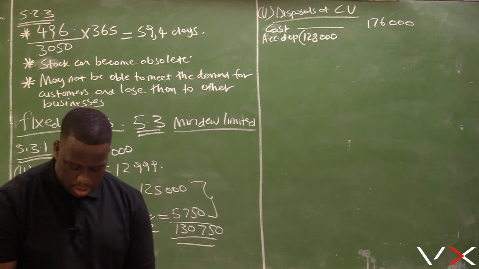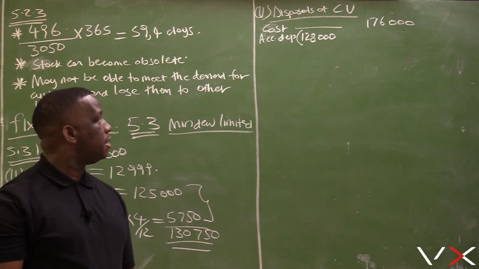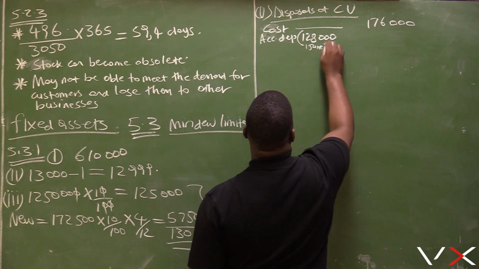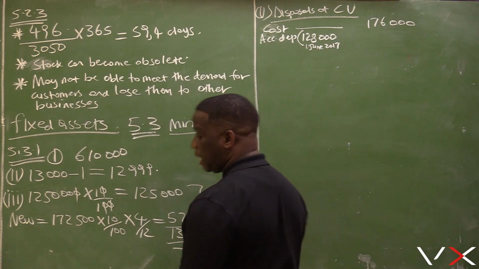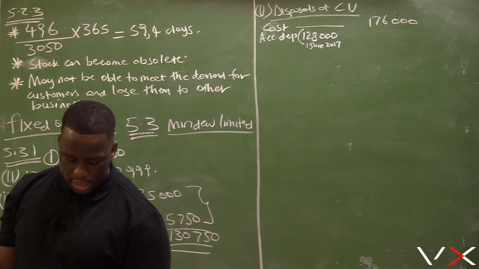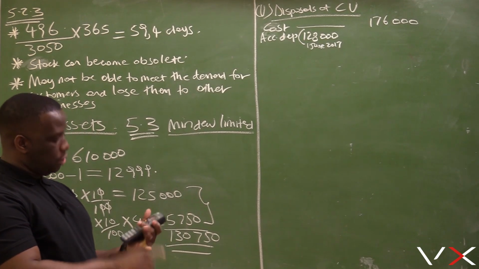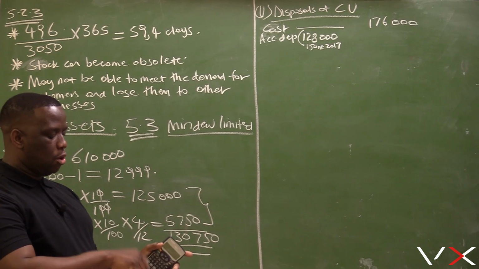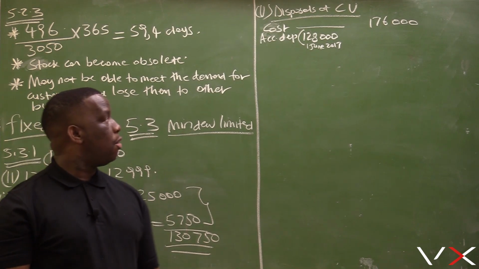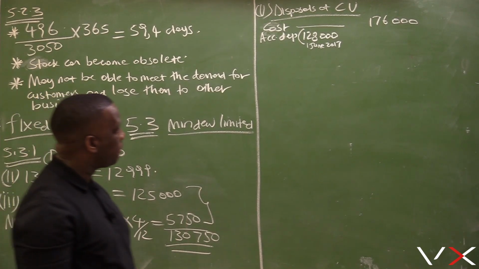But this accumulated depreciation is as at the 1st of June 2017. And when was this asset sold? We are told that it was sold on the 31st of December 2017. So we have used this asset from June, July, August, September, October, November, December. It was sold on the 31st. We have used this asset for an additional 7 months, and we need to calculate depreciation for 7 months.